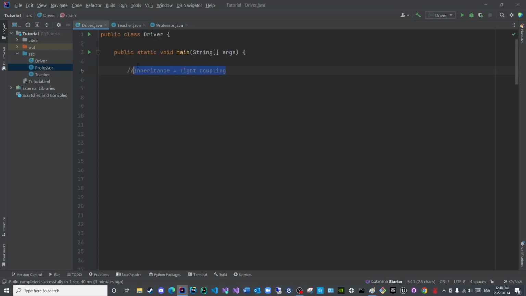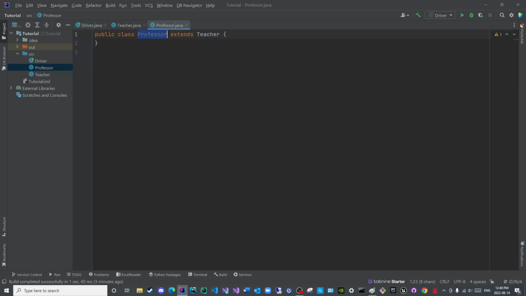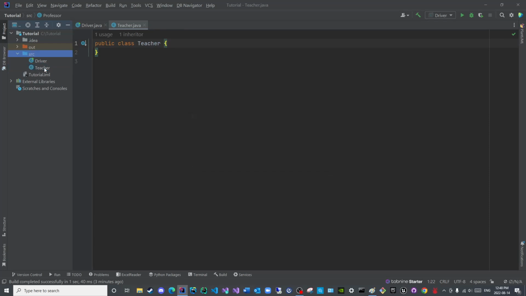Now, I have this rule here that inheritance is related to tight coupling because of the existence of the subclass and its reliance on the existence of the superclass. So the tight coupling is related to the subclass, never the superclass. To prove this, if I delete the subclass, will the superclass here be affected in any form? No, it will not. And to prove it, I will delete the subclass and I do not have any errors.